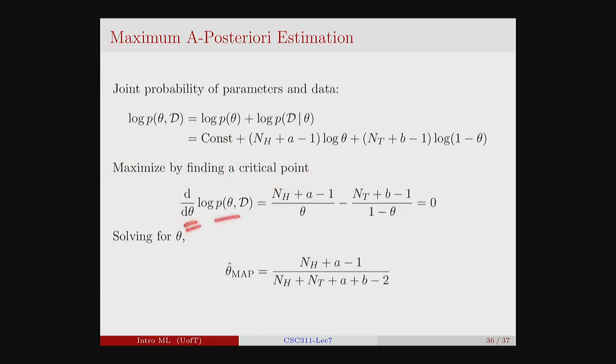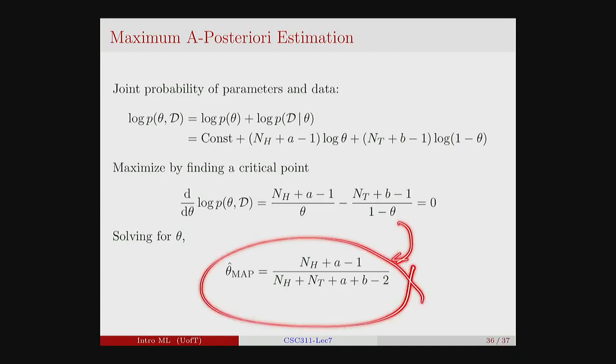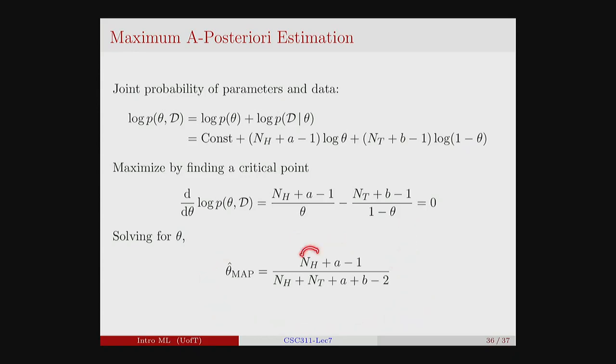So d by d theta of log p of theta comma data is equal to this equation, which is obtained by taking the derivative of the right-hand side. So the derivative of log of theta is 1 over theta here. And the derivative of log of 1 minus theta is minus 1 over 1 minus theta, which is how you get this equation. And by doing the same algebraic manipulations that I showed you a few slides ago, you can prove that the MAP estimator has this functional form. And this is just, again, an equation in the numbers that are coming from your data and the numbers that are coming from your prior.